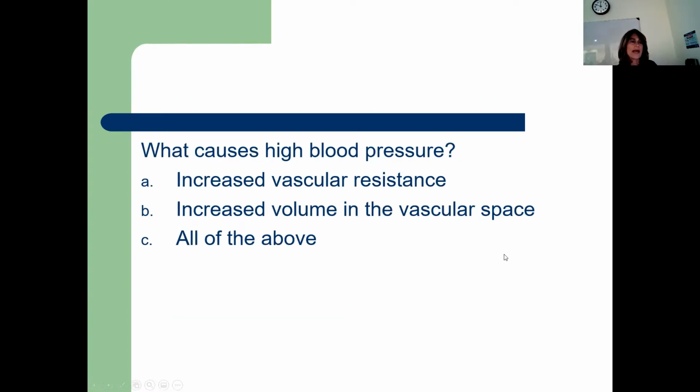What causes high blood pressure? Oh, this goes to Summer. Does increased vascular resistance increase blood pressure? Yes. Does increased volume in the vascular space increase blood pressure? Yes. Very good. So it's all of the above. So increased vascular resistance, that's when we get our vasoconstriction. Having the heart pump against those constricted vessels is going to make pressures higher. It's going to have to pump harder.